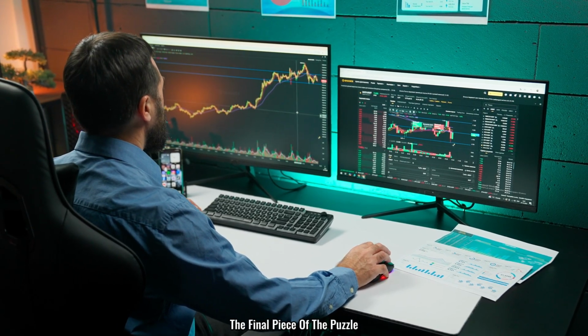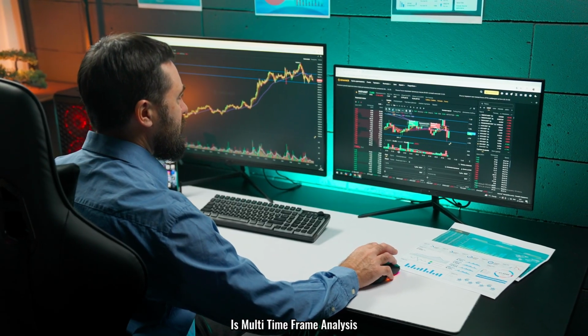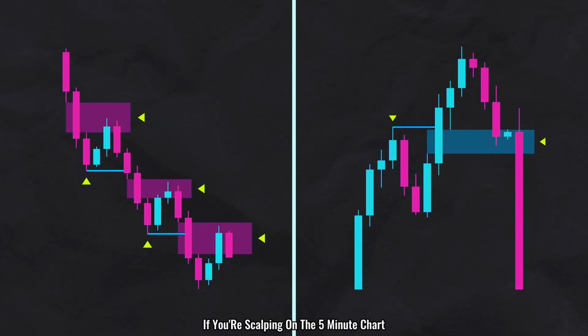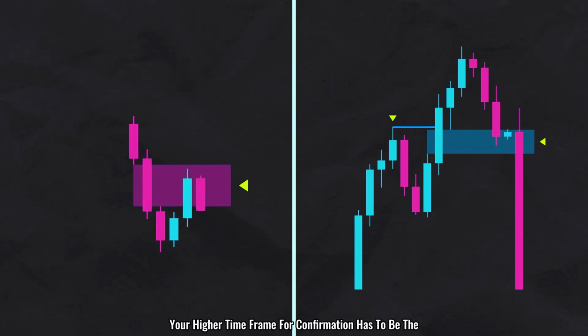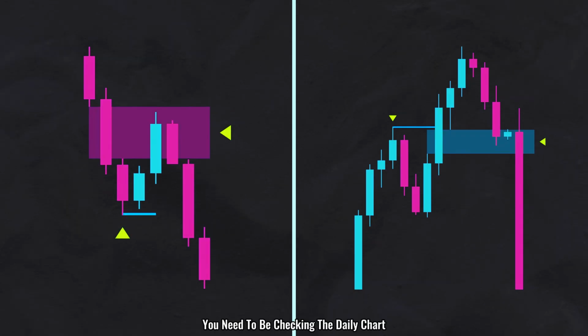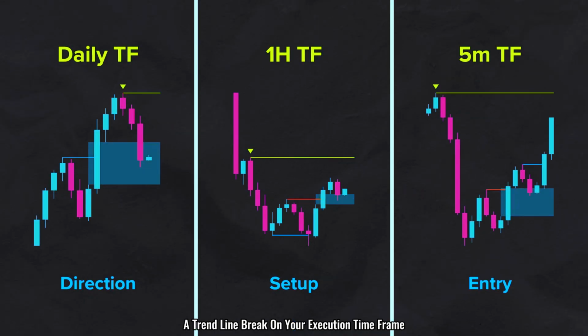The final piece of the puzzle is multi-timeframe analysis. And this table lays it out perfectly. If you're scalping on the 5-minute chart, your higher time frame for confirmation has to be the 1 hour. If you're day trading on the 1 hour, you need to be checking the daily chart. A trend line break on your execution time frame absolutely must be supported by the broader structural context from a higher time frame. The highest probability trades always have this multi-time frame alignment.